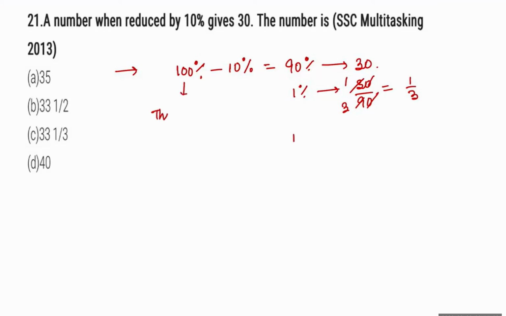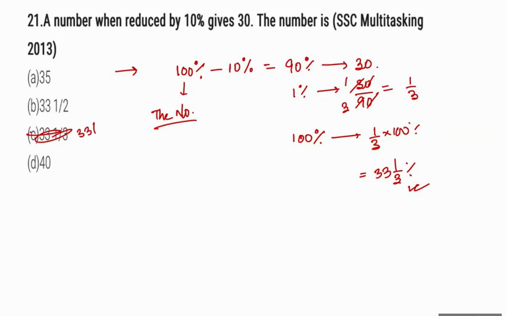So 100% is 1 by 3 into 100. So we have 33 1 by 3%. The answer is 33 1 by 3%.